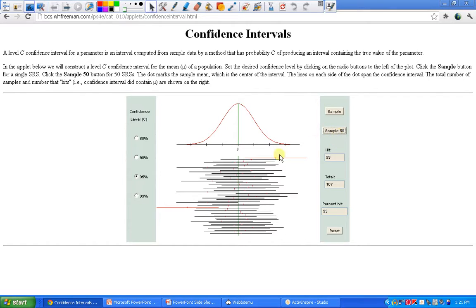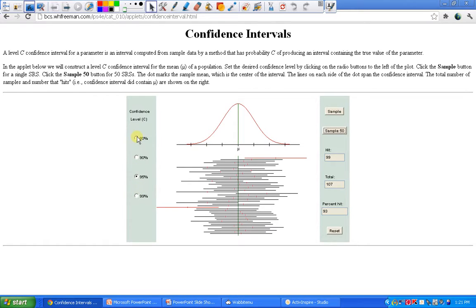If we do another 50, notice that out of this 50, only 2 of them didn't meet. And so that's 2 out of 50 or 4 out of 100. That's 96% of those met. Okay, so over the long term, about 95% will capture the true mean.